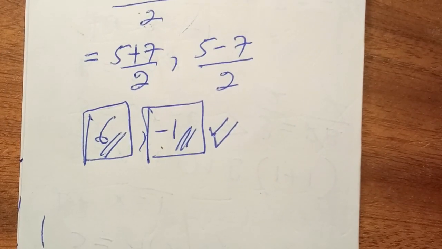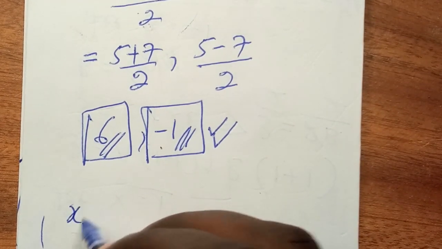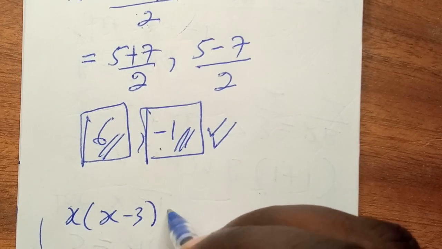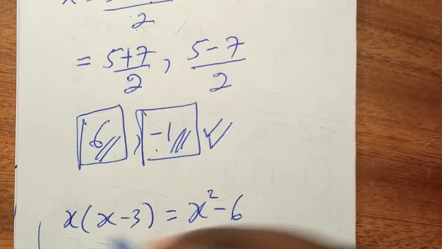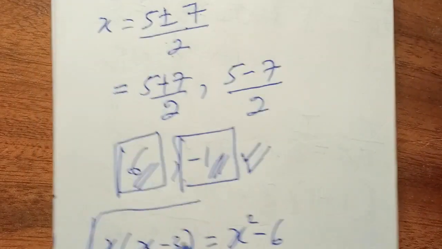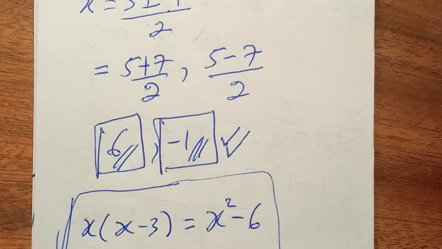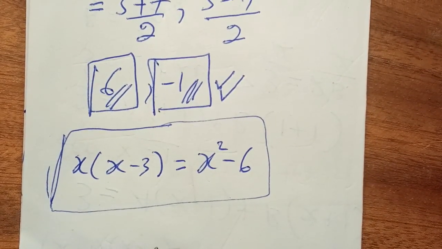Let's try. I want you to try to solve this using the quadratic formula. x into x minus 3 is equal to x squared minus 6. I want you to try this using the quadratic formula method. Just solve this and comment your answer in the comment section.